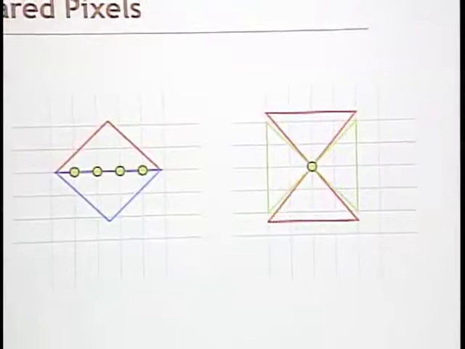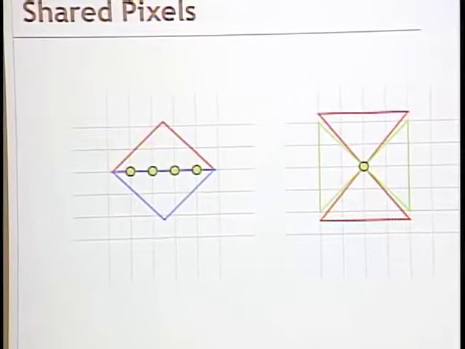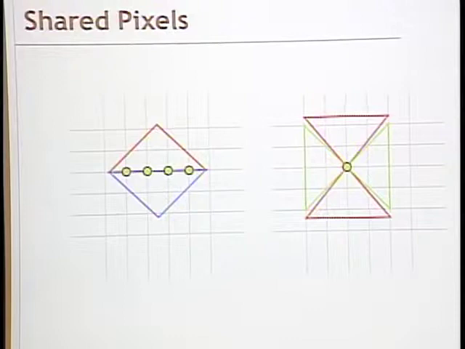It would probably depend, but I think usually you want to blend colors at that point. Whatever makes the most sense. Problem though. Okay.